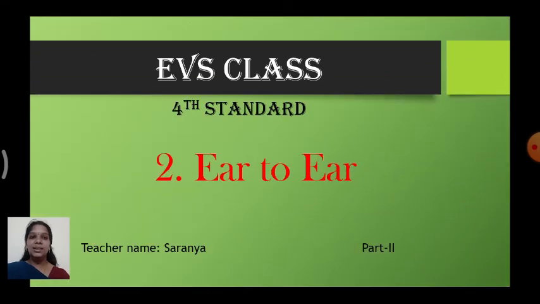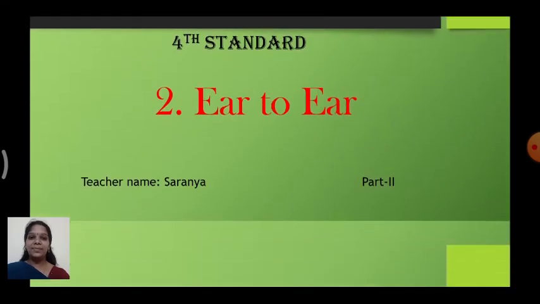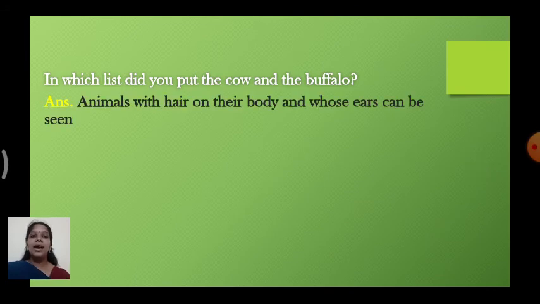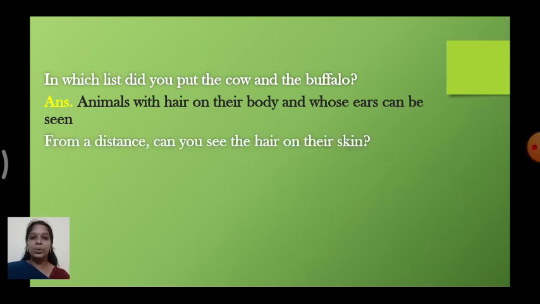Okay children, second lesson. In which list did you put the cow and buffalo? Answer: animals with hair on their body and whose ears can be seen. So, in that list, we can put cow and buffalo.